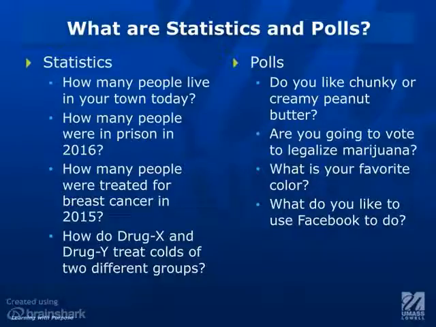Inferential statistics are used to make connections between different sets of information, and those are the types you typically study in a statistics class. Polls, on the other hand, are numbers that represent opinion. Do you like chunky or creamy peanut butter? Are you going to vote to legalize marijuana? What is your favorite color? The information is your opinion and can change.